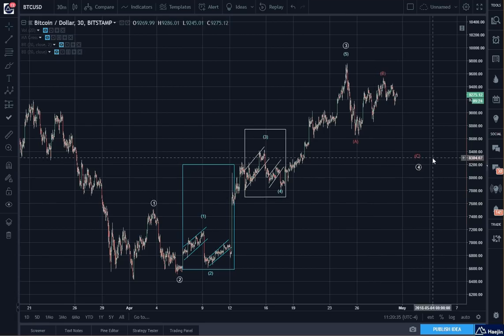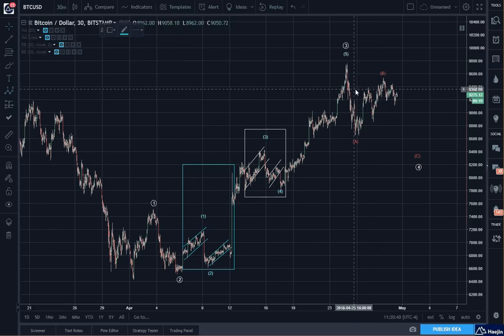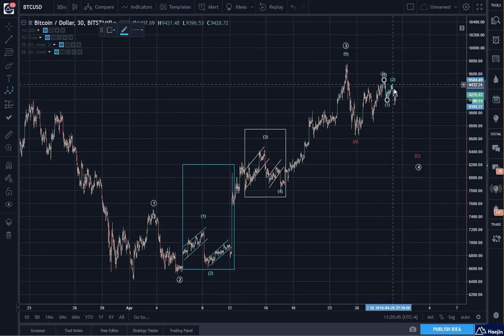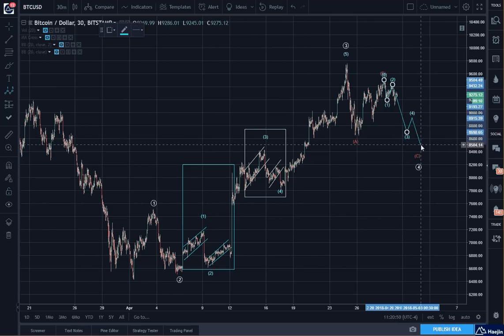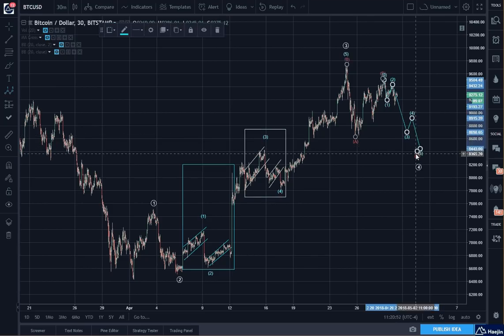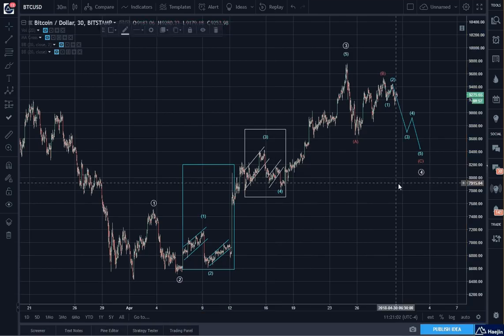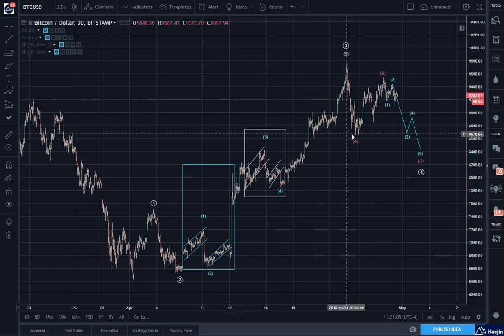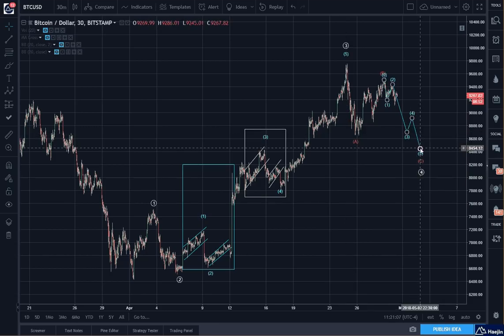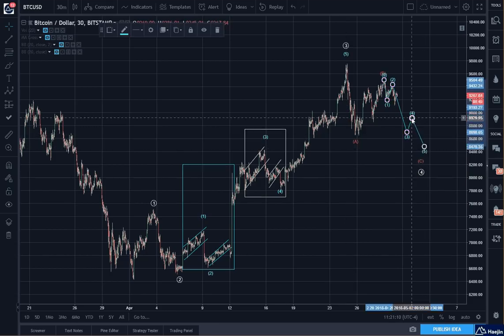So let me take you through some of the additional aspects of fractals, but let me finish the count here first. So if we have 5, 3, and then C wave will be 5 waves down. And that'll be at around 8,400, let's say. And it could be anywhere within this cluster of support zone. And if that's the case, I think it'll take longer than that actually.